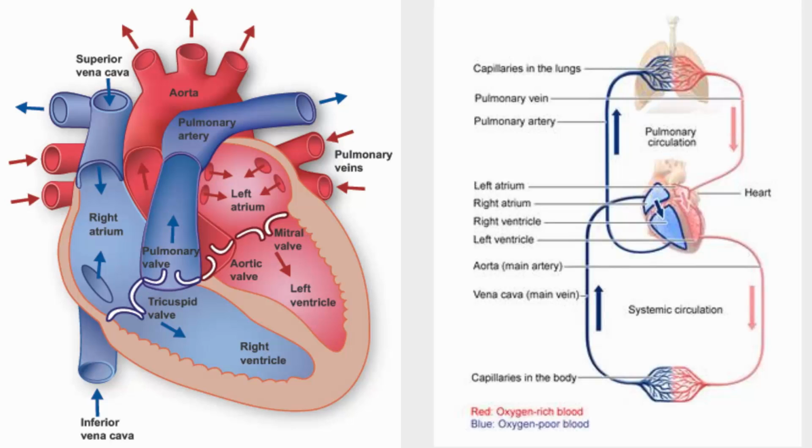Where the blood that's coming from various organs and tissues of the body, where does that enter the heart? Raise your hand if you could tell me which part of the heart accepts the blood that's coming from various tissues throughout the body. Which chamber of the heart? The right atrium. All that blood comes into the right atrium.